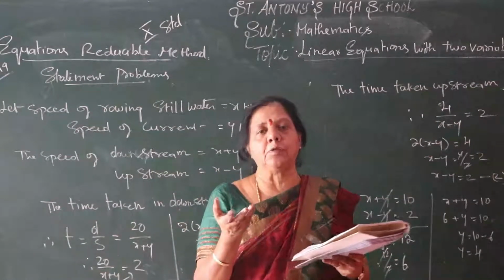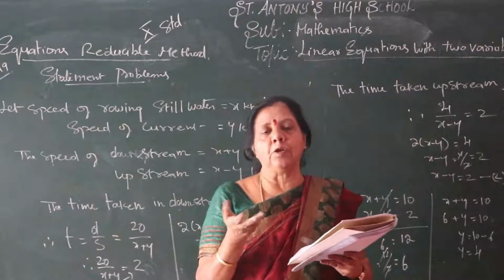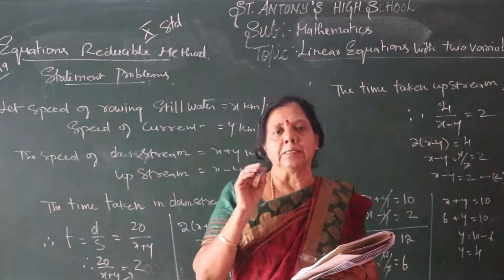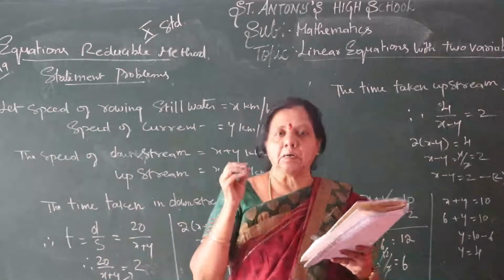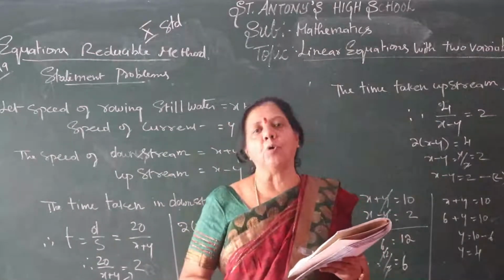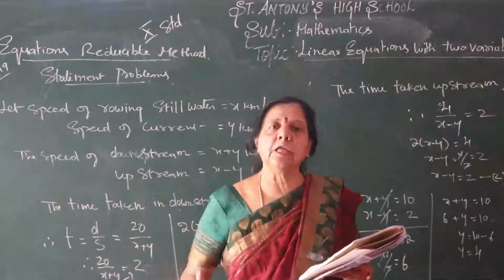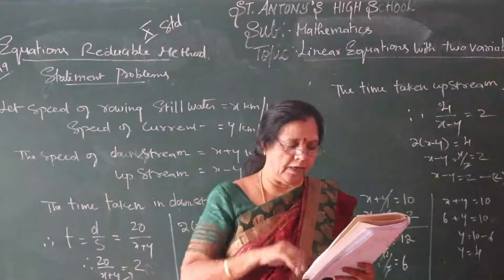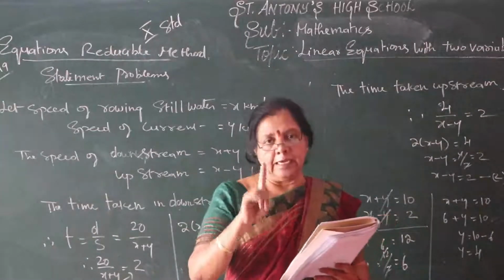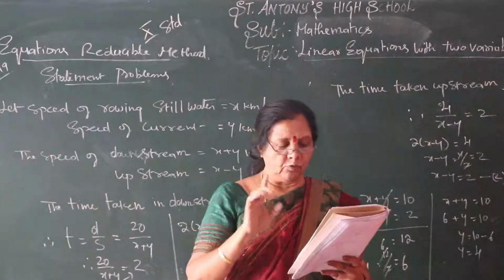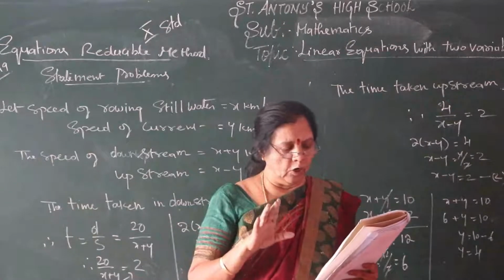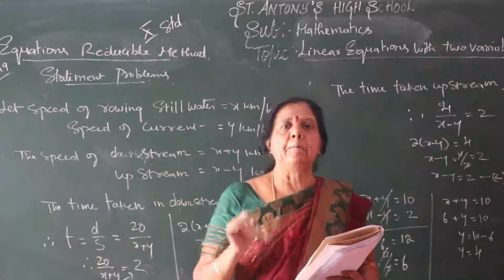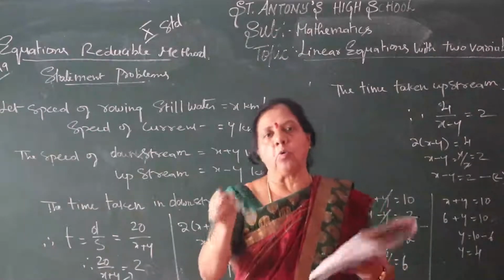The people use current, so they use power and run the boat. Even in Kerala now there is a competition regarding rowing the boats. Like that they row the boat on the water. The speed is given as 20 kilometers in 2 hours. 20 kilometers in 2 hours.